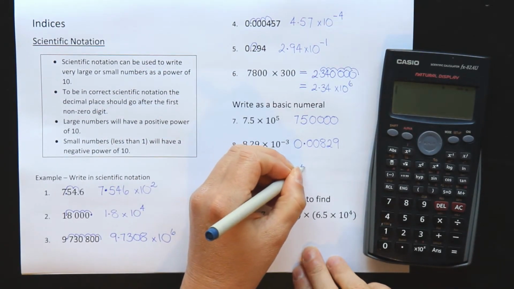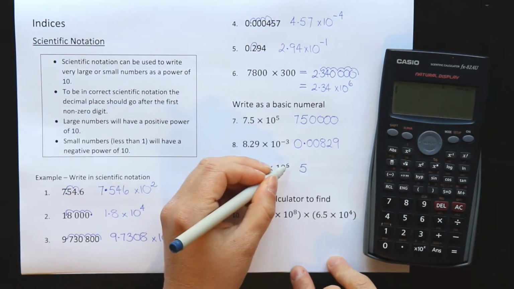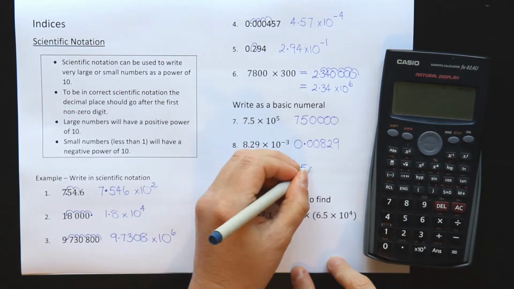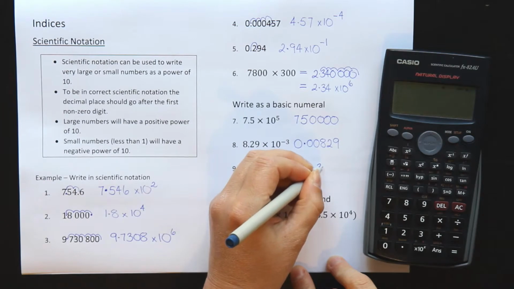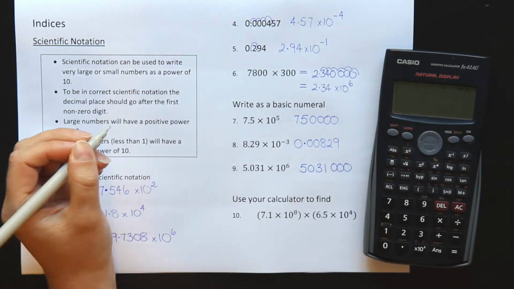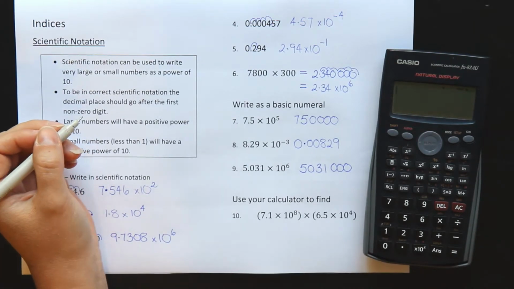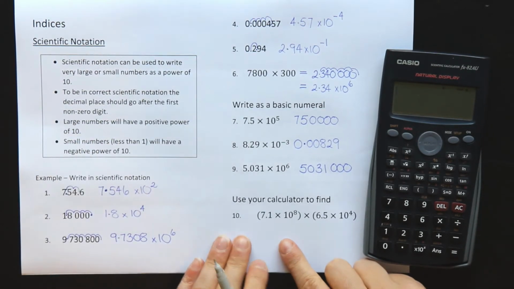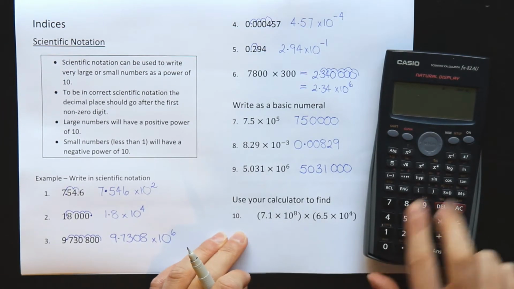We need 5, and then we start counting. We've got 6 spots. So 1, 2, 3, 4, 5, 6 when we run out of numbers to jump. And there it is. Okay, one more question down the bottom here.